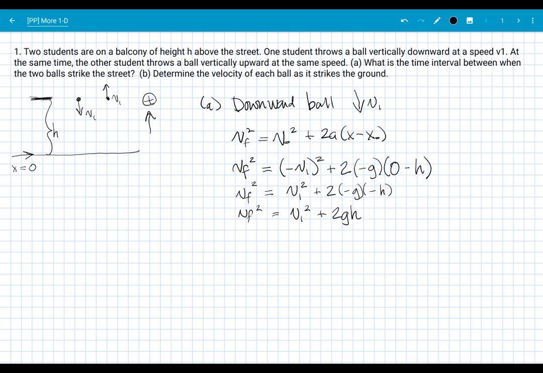You've got to keep track of these signs when you use these kinematics equations. Remember that when you're putting in a velocity, a displacement, or an acceleration, those are signed. Always, always, always. Those will have a direction, and those signs relate to the direction. Cool. So we have the speed at which it hits the street. Got it. Now we're going to determine the flight time.